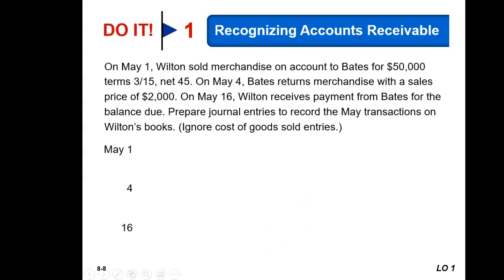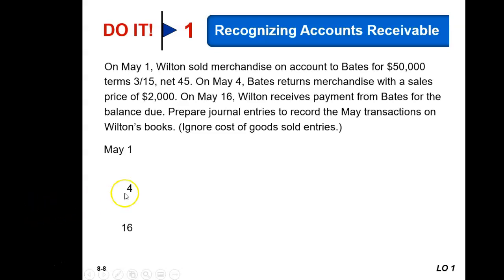Okay. It says on May 1st, Wilton sold merchandise on account to Bates for $50,000. The terms are 3/15, net 45. On May 4th, there was a return of merchandise with a sales price of $2,000. Then on May 16th, we received payment from Bates for the balance due.